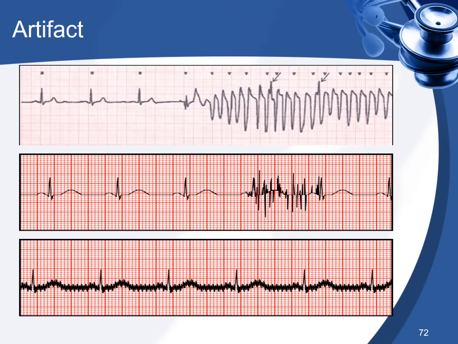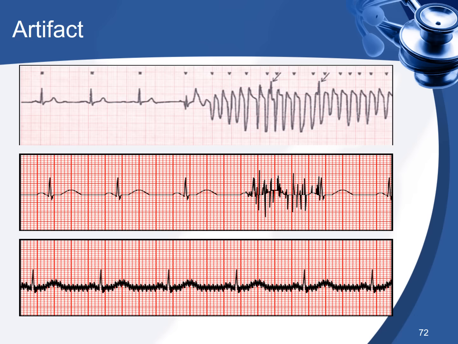The next thing we're going to look at is artifact. Artifact is when something is happening to those leads on the patient and it's causing a disturbance in what you see on the screen. Most of the time it's something benign. It's maybe the patient moving, maybe they're shivering, maybe they're just moving their leads around. And there's really nothing wrong with that. You just have to troubleshoot it.